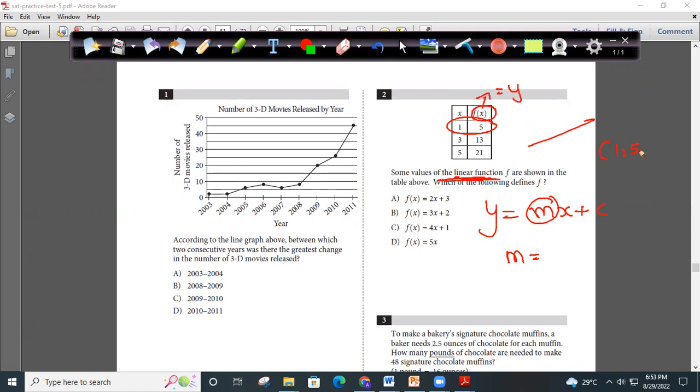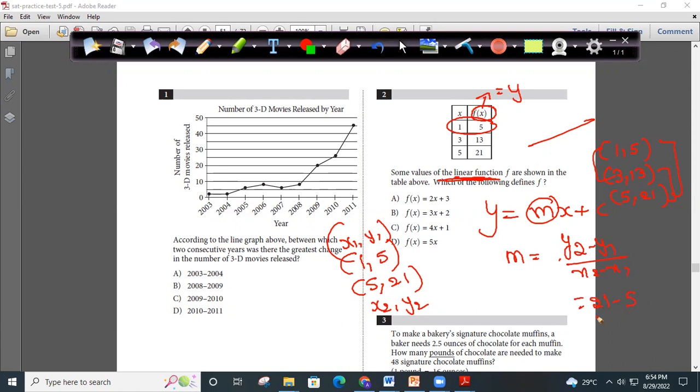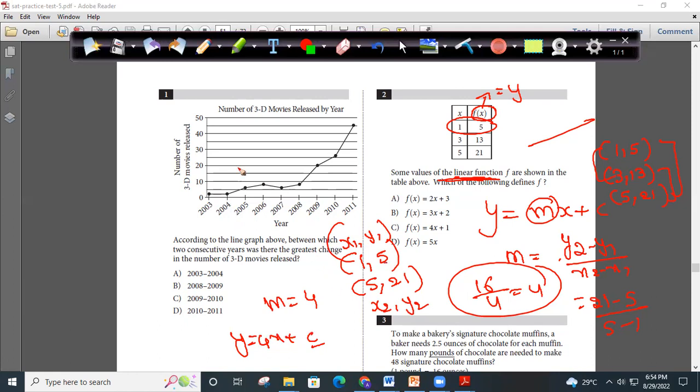So the first point is (1, 5). The second point is (3, 13). The third point is (5, 21). Take any two points. If I take (1, 5) and (5, 21), assume this is (x1, y1) and this is (x2, y2). What is the slope? (y2 - y1)/(x2 - x1) = (21 - 5)/(5 - 1) = 16/4 = 4. So the slope of the line is 4. y = 4x + c. To find c, plug in any one point, either this point or this point, but any one.